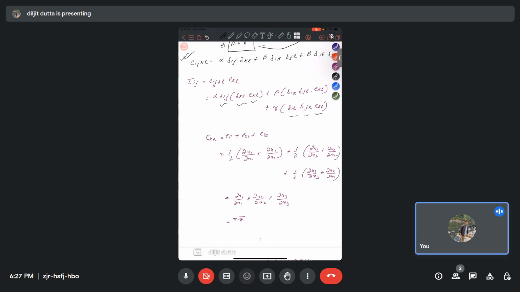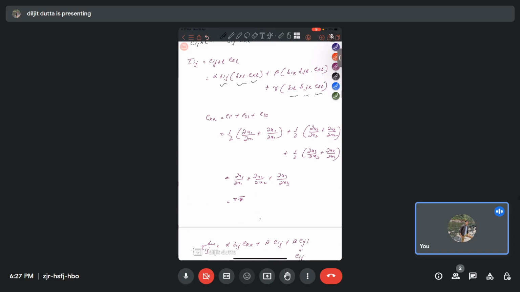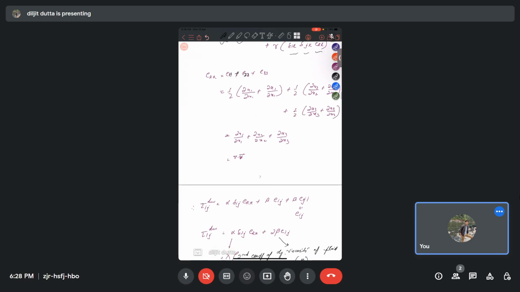For repeating indices of epsilon, the deformation tensor, we will get something called epsilon kk. Let us write the terms: it will be epsilon 11 plus epsilon 22 plus epsilon 33. Expanding the terms and then taking the summation, you will finally get del u1 by del x1 plus del u2 by del x2 plus del u3 by del x3, and this is nothing other than the continuity equation.